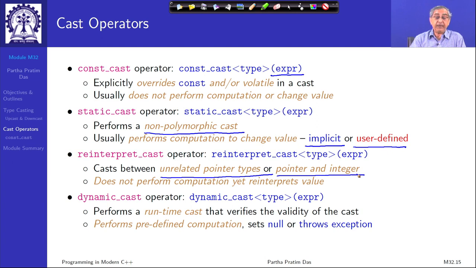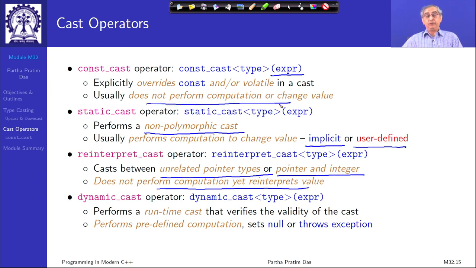And unlike static_cast, it does not perform any computation. So, casting could just give a different meaning, a different interpretation, but not change the value. const_cast does not change value, reinterpret_cast does not change value but gives it a different meaning, whereas static_cast may actually change value.